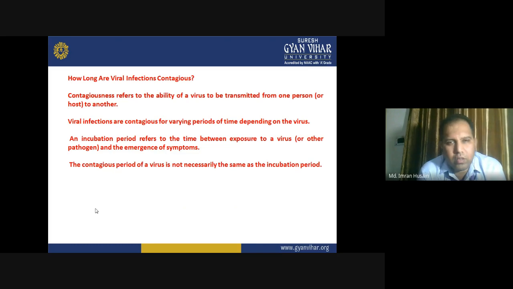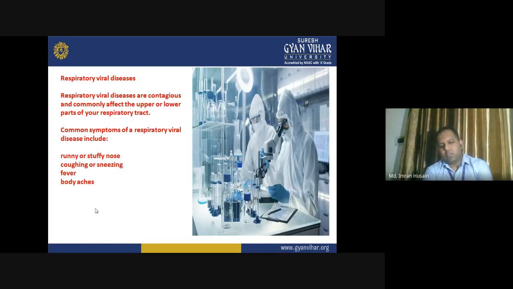How long are viral infections contagious? Contagiousness refers to the ability of a virus to be transmitted from one person to another. Viral infections are contagious for varying periods of time depending on the virus. An incubation period refers to the time between exposure to a virus or pathogen and emergence of symptoms. The contagious period of a virus is not necessarily the same as the incubation period. So the contagious nature of a virus varies a lot on its species and its surroundings.